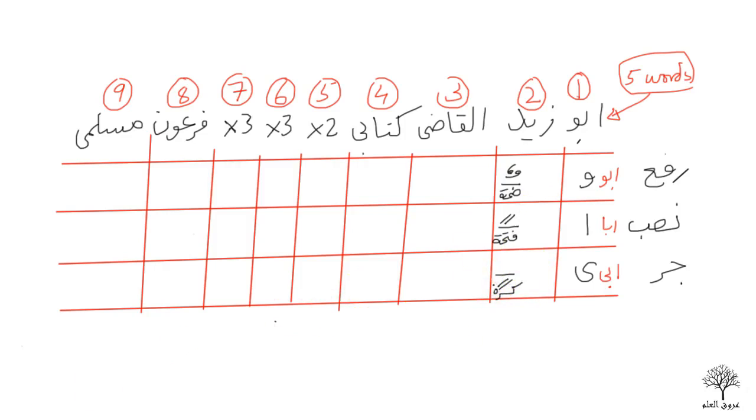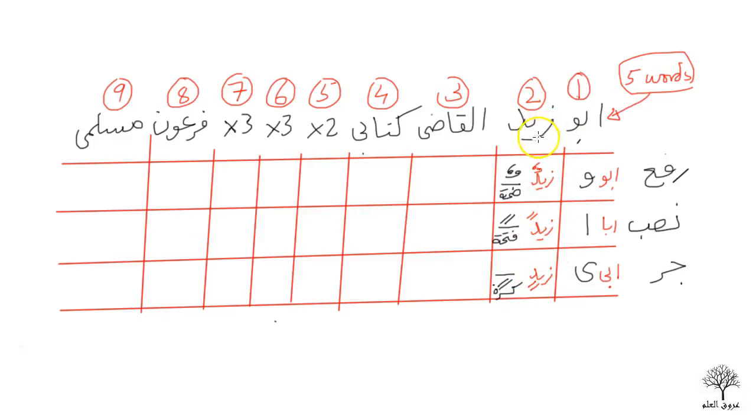So for example, Zaydun. If this is in the rafa state, you say Zaydun. If it's in the nasab state, you say Zaydan. And if it's in the jar state, you say Zaydin. Notice the previous one, if it was in the rafa state, it was with the waw at the end, nasab with the alif, and jar with the ya. But this one is different. If it's in the rafa state, it'll be with a dhamma. Nasab state, fatha. Jar state, kasra. This rafa state, like we have it over here, is for several types of words.